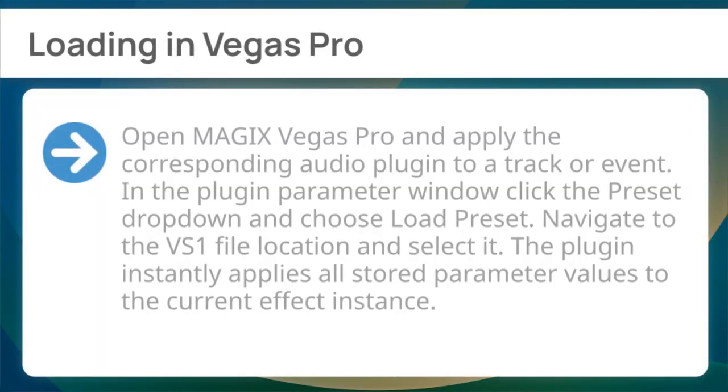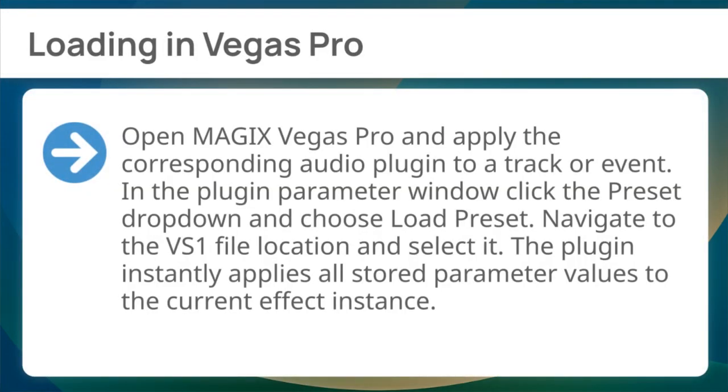First, loading in Vegas Pro. Open MAGIX Vegas Pro and apply the corresponding audio plugin to a track or event. In the plugin parameter window, click the preset dropdown and choose Load Preset. Navigate to the VS1 file location and select it. The plugin instantly applies all stored parameter values to the current effect instance.